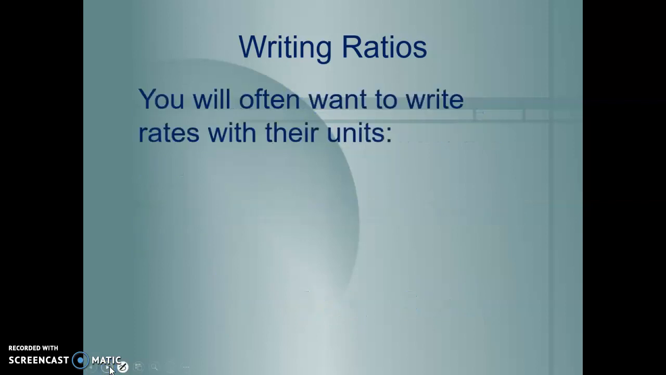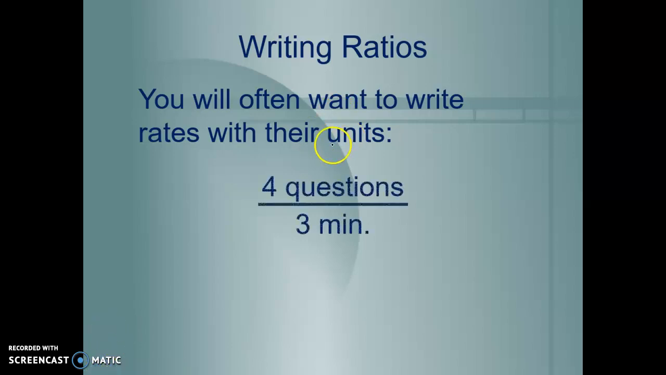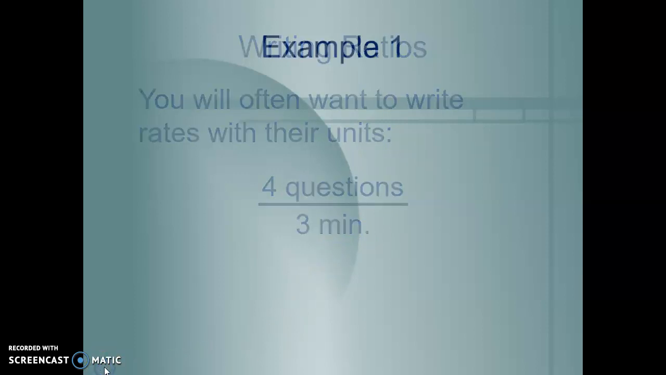When writing ratios, you'll often want to write rates with their units. Units are just the words here. So we don't just want to write 4 to 3. We want to write 4 questions per 3 minutes. 4 questions out of 3 minutes. Maybe that's the rate of how quickly you need to take your math test. Answer 4 questions every 3 minutes. So we often want to write the units to help us keep track of which numbers go with which unit.